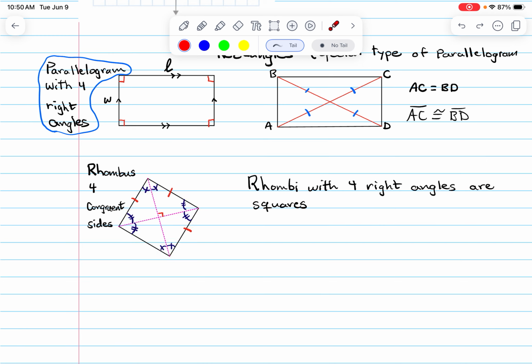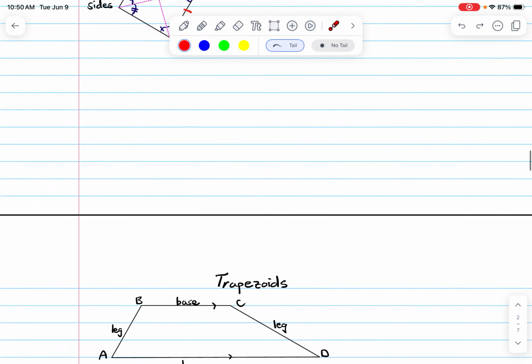And we can look at the diagonals of a rhombus. Just note this, that in a rhombus, the diagonals intersect at a right angle. And those diagonals bisect the opposite angles. So the diagonals intersect at a right angle and they bisect the opposite angles.